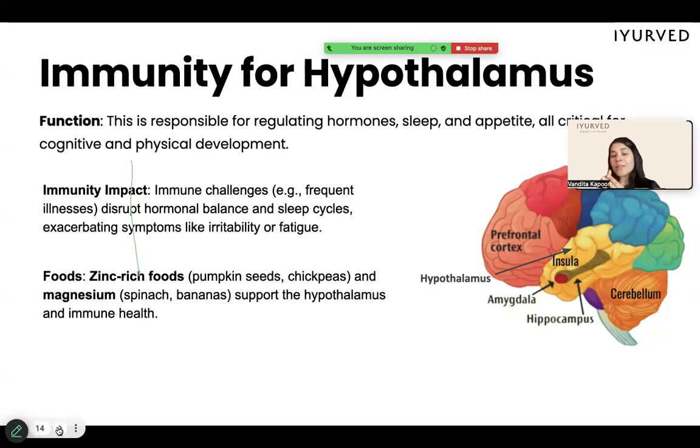We have touched on both these kinds of foods in the past, but again, on a very high level, magnesium is there in spinach and bananas. Palak mein hai, banana mein hai. The zinc rich foods, pumpkin seeds, chola, all that will help manage this part of the brain and keep the immunity high.